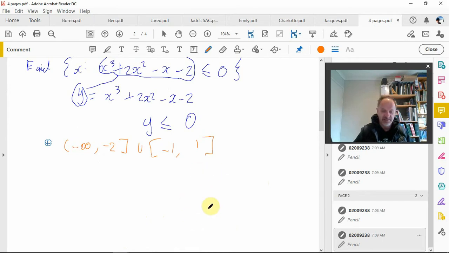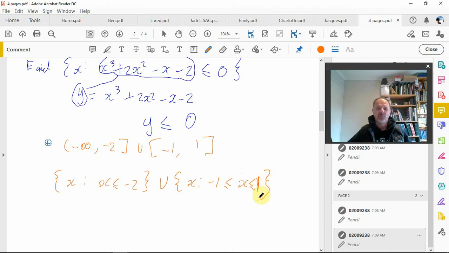In set notation, it would be written in this way: x such that x is less than or equal to negative 2, the union with x such that x is between negative 1 and 1. All right.